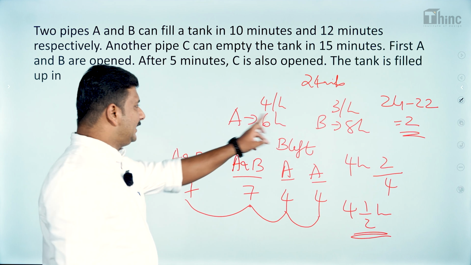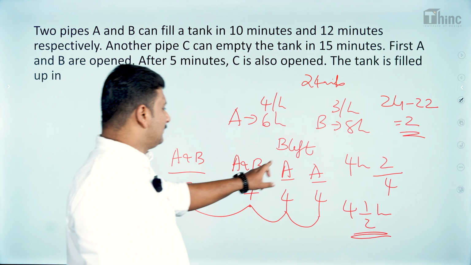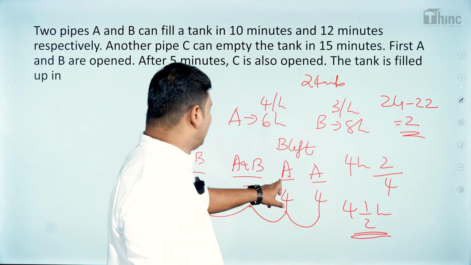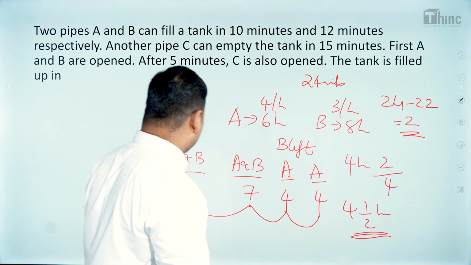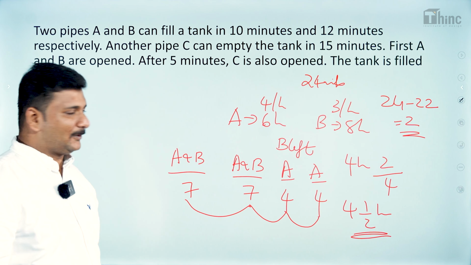So in the first hour, A and B together will do 7 units. Next hour also A and B together will do 7 units. From the next hour onwards, only A is working. So A will do 4 units like that. So 7 plus 7, 14 is done.